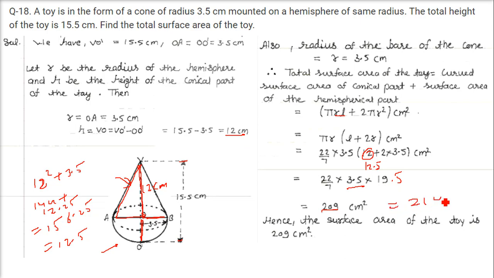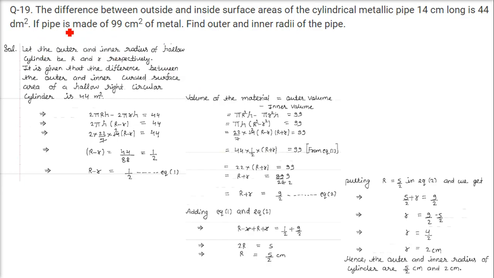I hope you got the idea. So the answer will be 214.305 centimeter square. Okay, this is the answer. Next: the difference between outside and inside surface areas of a cylindrical metal pipe 14 centimeter long is 44.